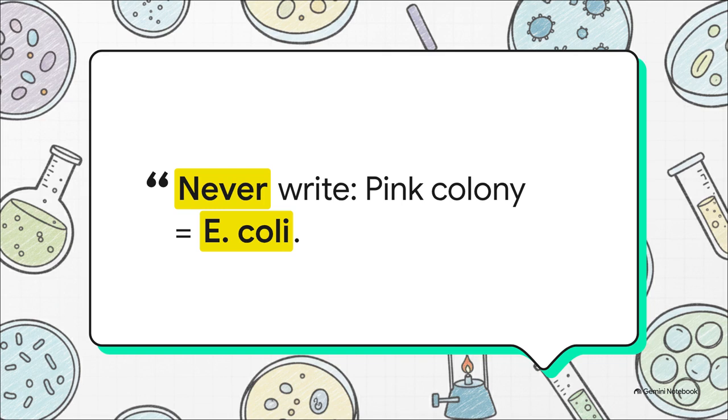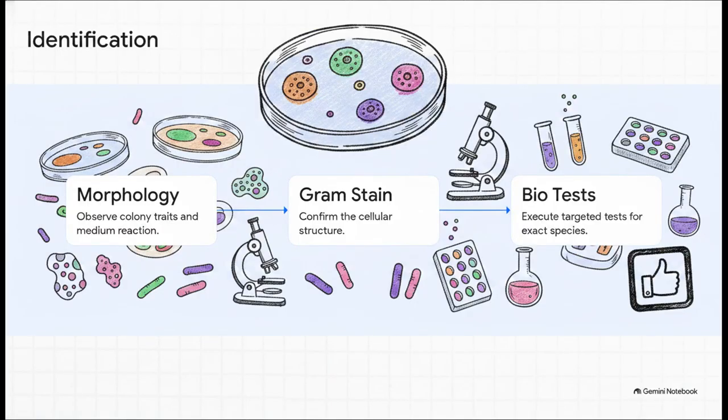Seeing a pink colony on MacConkey agar does not automatically mean you have E. coli. It simply means you have a lactose-fermenting gram-negative bacillus. Sure, it could be E. coli, but it could also just as easily be Klebsiella. Guessing the exact species strictly from the agar plate is considered a massive professional error. You just can't do it. So, the crucial point is that seeing the growth is only step one.